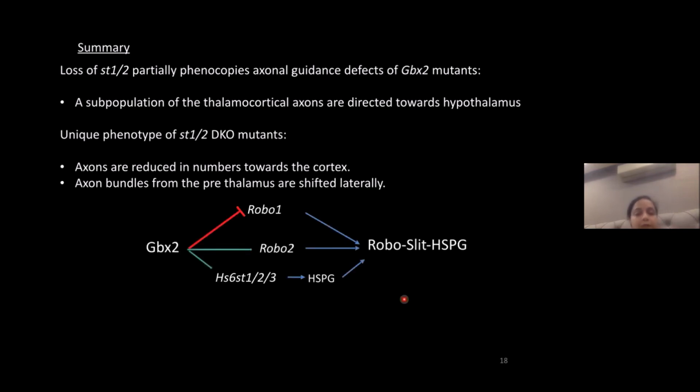And finally, we have a general model about what GBX2 is doing in this whole pathway of interactors. GBX2 induces ROBO2 expression, it inhibits ROBO1 expression, and it also induces ST1, 2, and 3. Together and individually, they are influencing the final interaction of Robo, Slit, and HSPG.